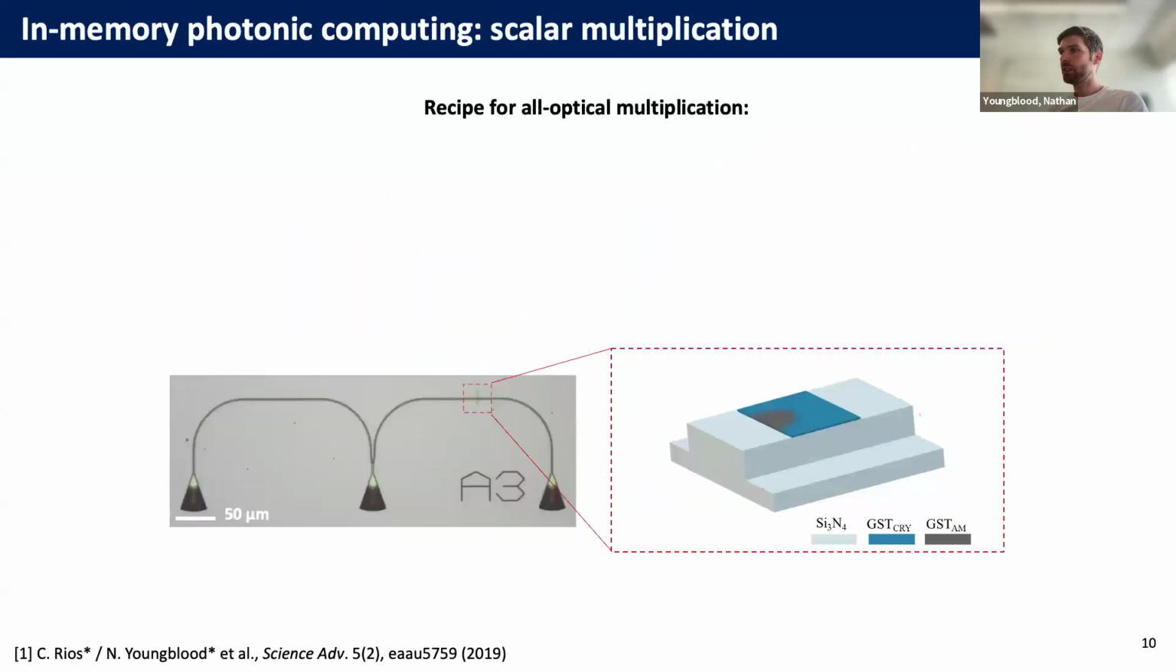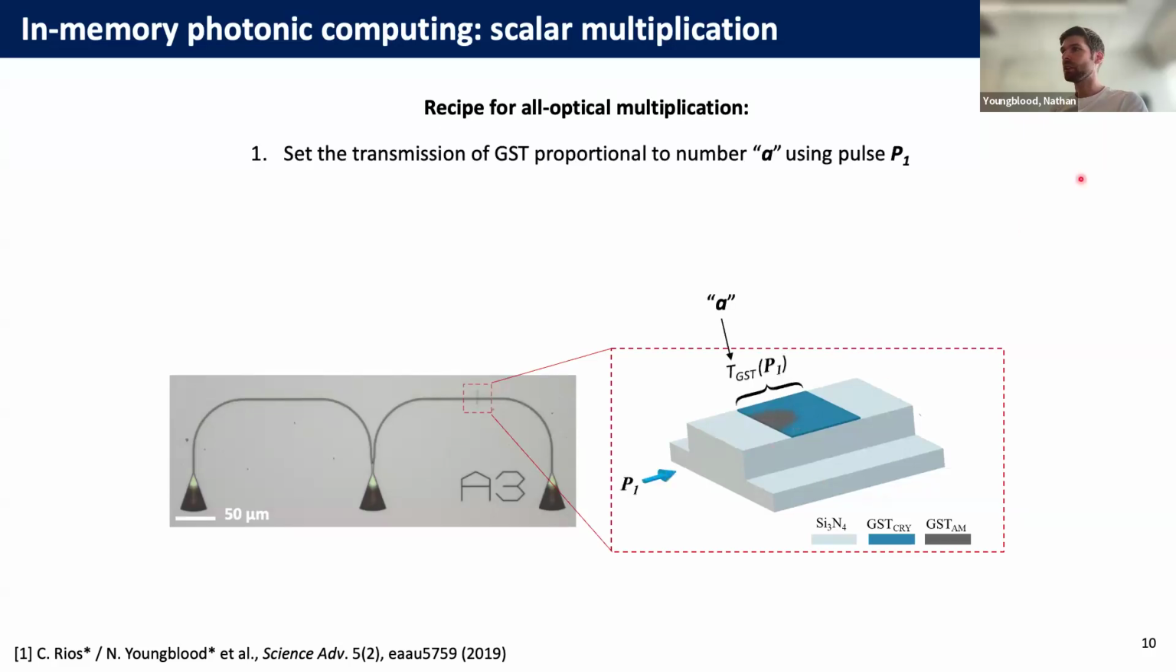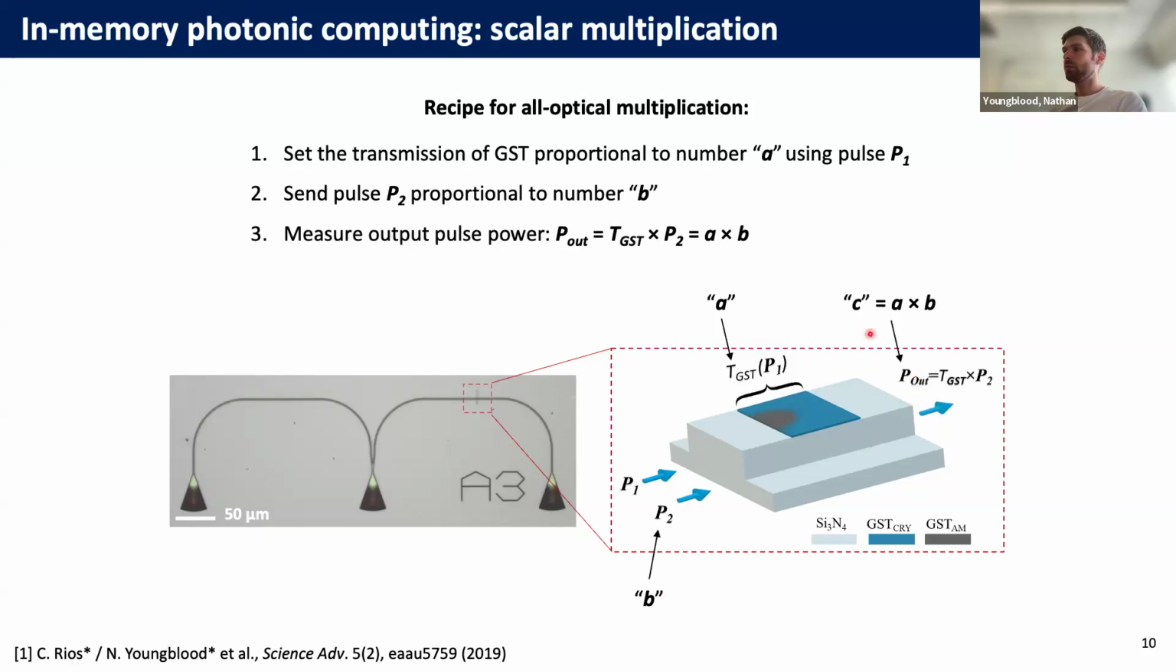So the way that we do this is we go back to our memory cell. This is an example of using all optical multiplication, but you can also send electrical pulses and switch the state of these materials to encode information. So if we send a pulse where we change the state of this memory cell, so we're changing the transmission, we set the transmission proportional to this value A, and then send another pulse which doesn't switch the material. This is basically a read pulse that's proportional to the number B. We have C, which is A times B, or the transmission times this input power.